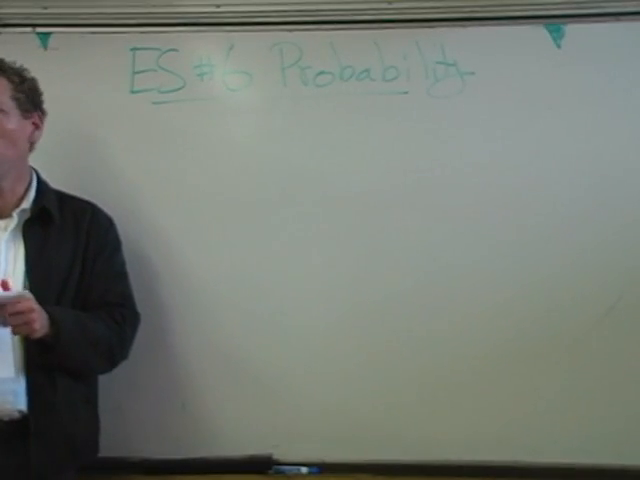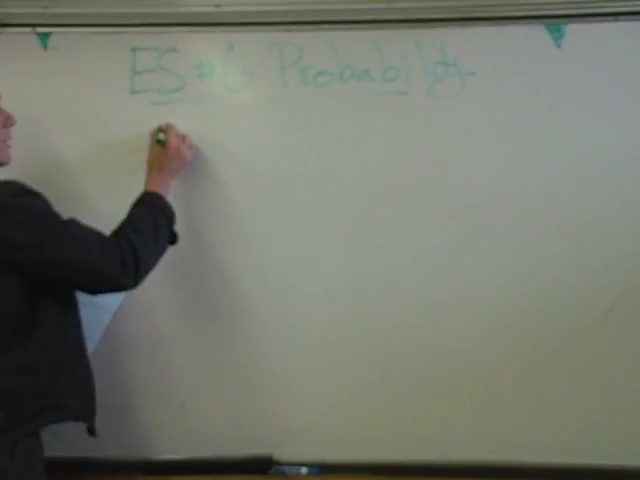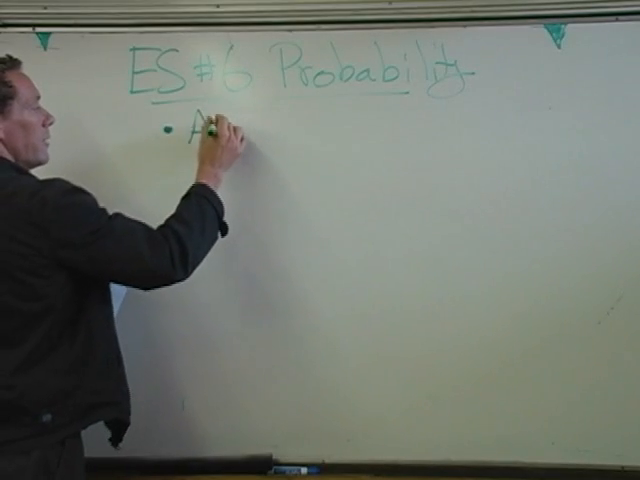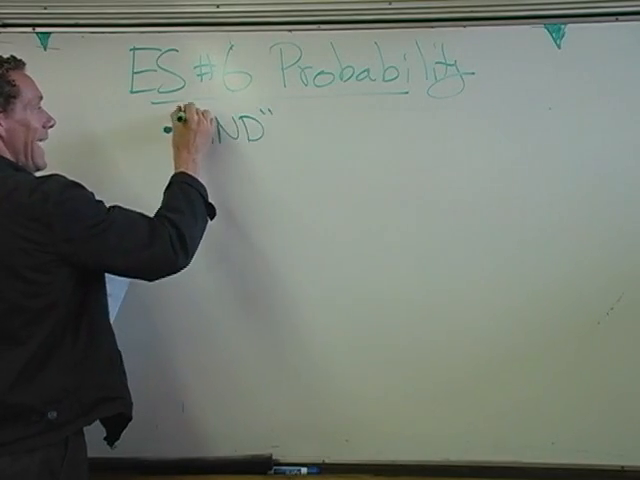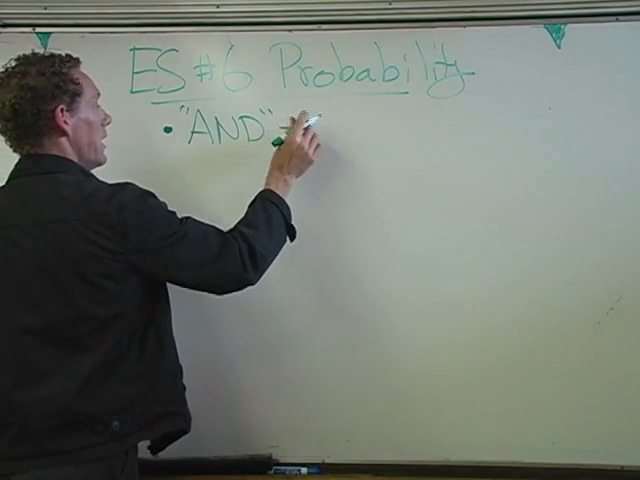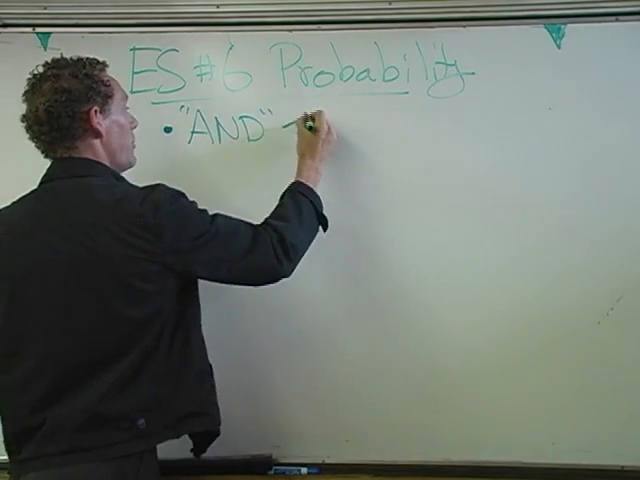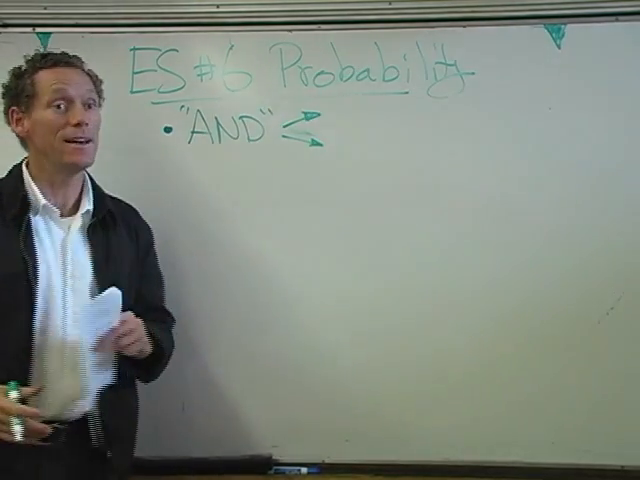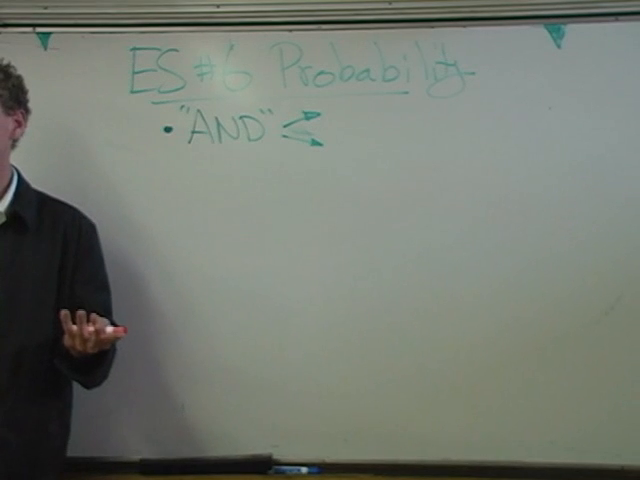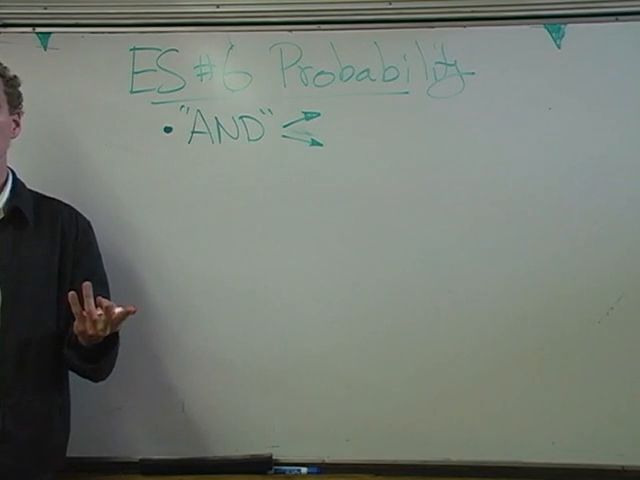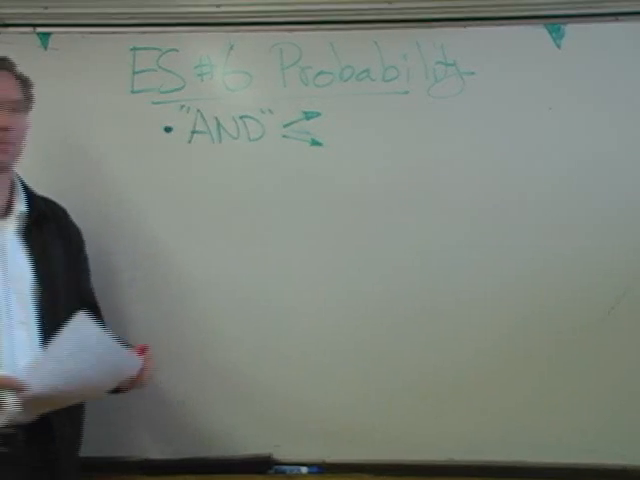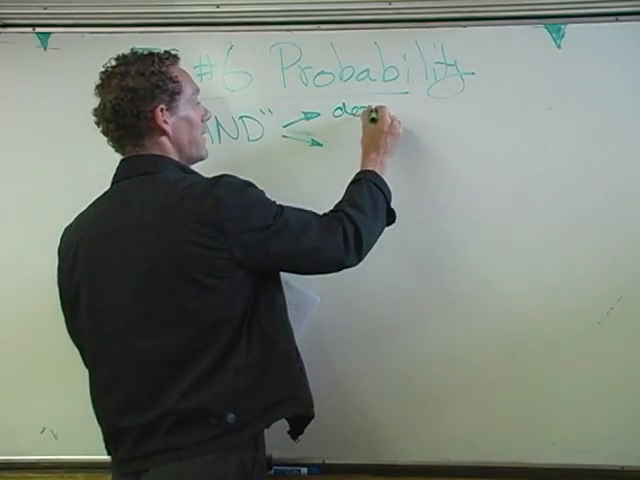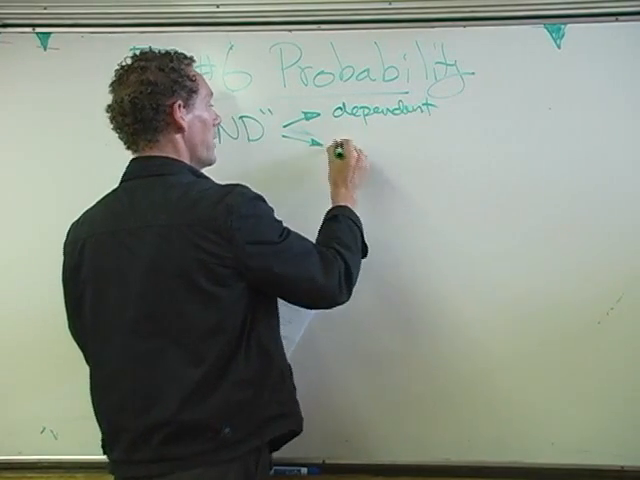Probability, we had a couple of different types. So this is an overview, okay? We describe this as AND type probability, and for AND type probability, the events could be dependent or independent.